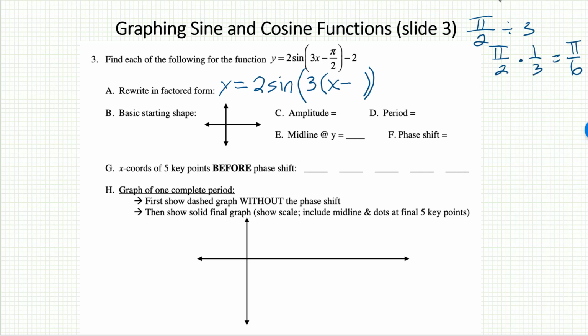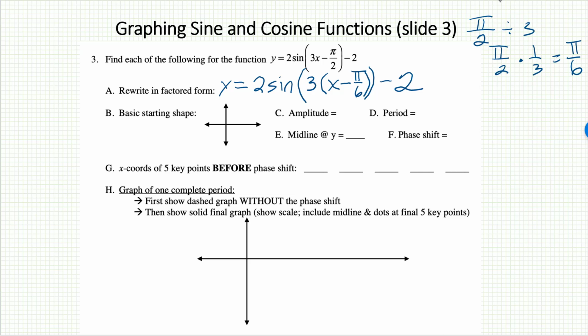The number in the parentheses now is pi over 6. To check yourself, what you would have to do is distribute that 3 back. 3 times x, 3x. 3 times pi over 6 would be 3 pi over 6, which reduces to pi over 2. So we did it correctly. You've got to put the equation in factored form first. Now we can follow our usual steps.